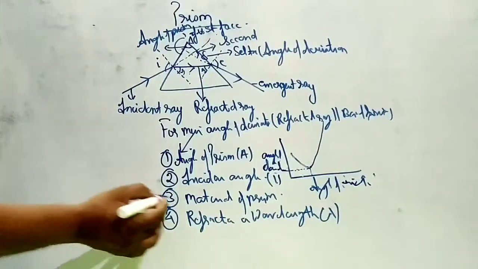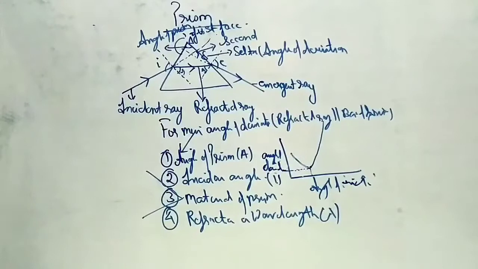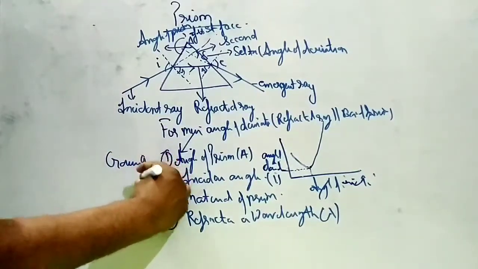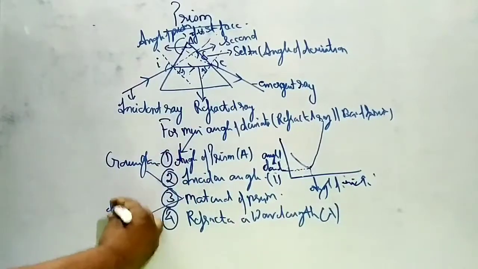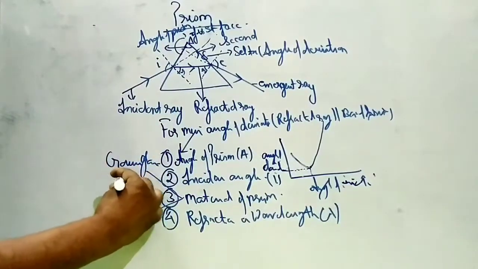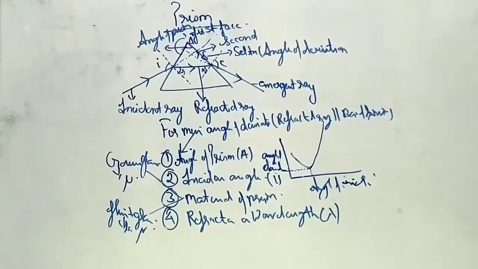Generally there are two types of material used in making the prism. Number one is crown glass, and number second is flint glass. Crown glass has a lower refractive index and flint glass has a higher refractive index. So there are four factors on which the minimum angle of deviation depends.